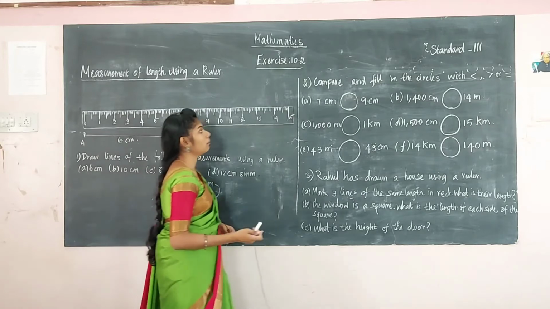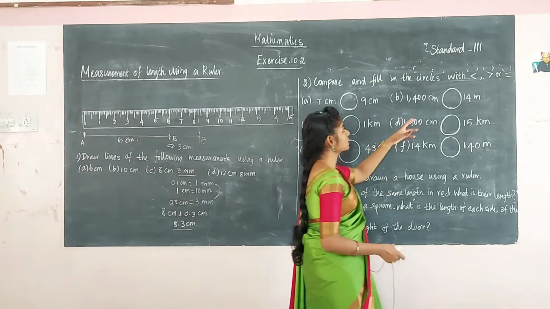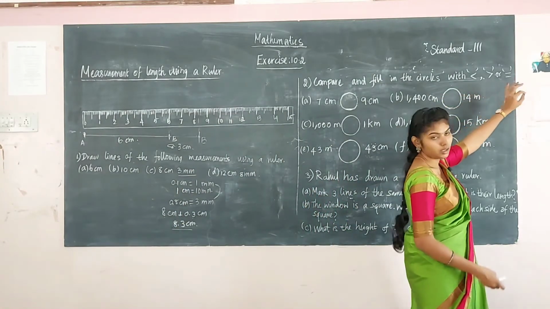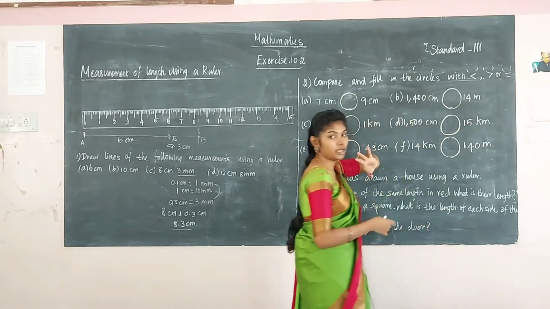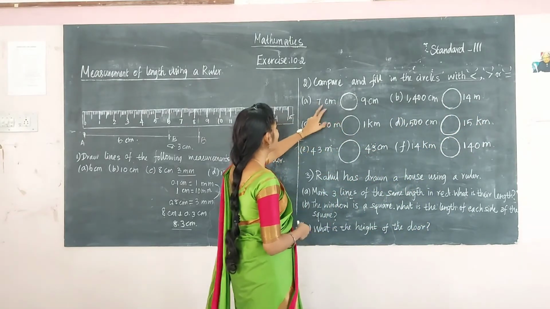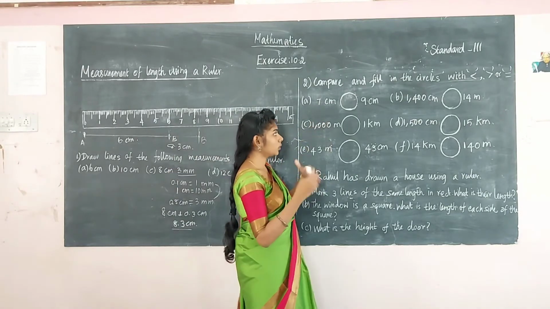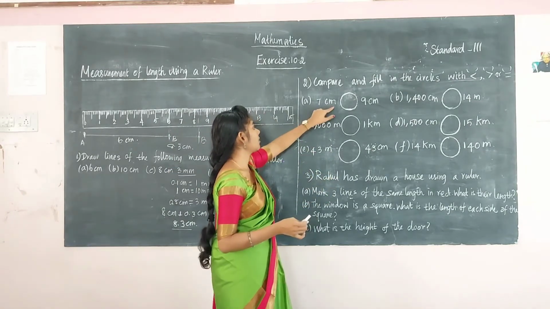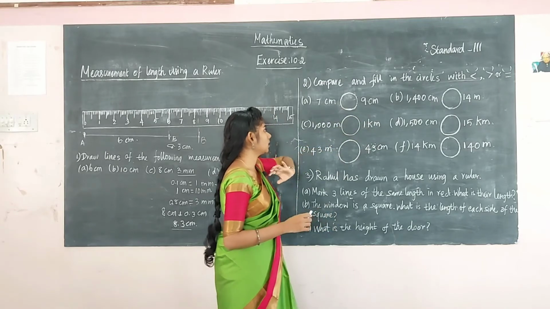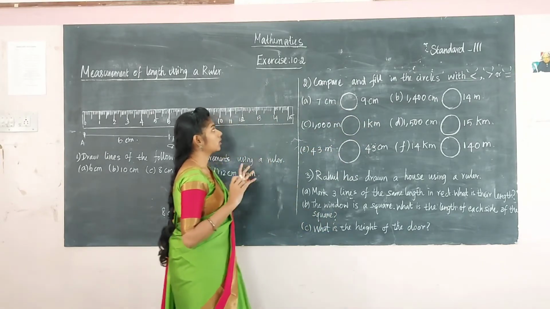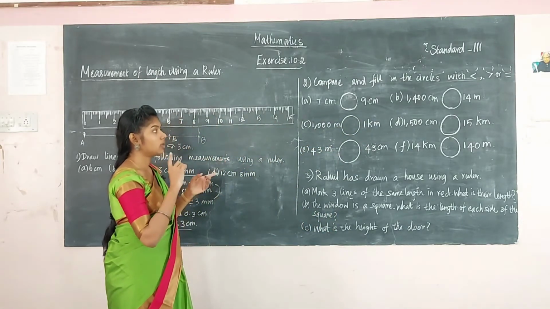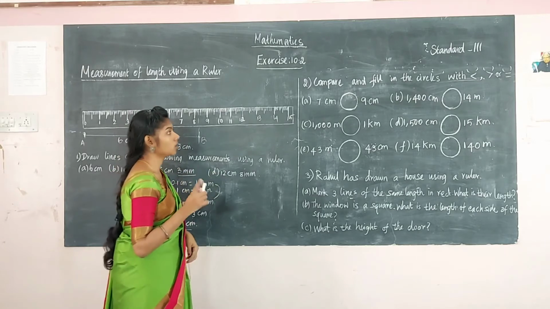And next one, compare and fill in the circles with less than, greater than or equal. So you are going to use these three signs in this circle. First one, see, you have to compare the units. It is given the units and the numbers. And here 7 centimeter and 9 centimeter. So which one is less than? We have to use less than or greater than or equal.